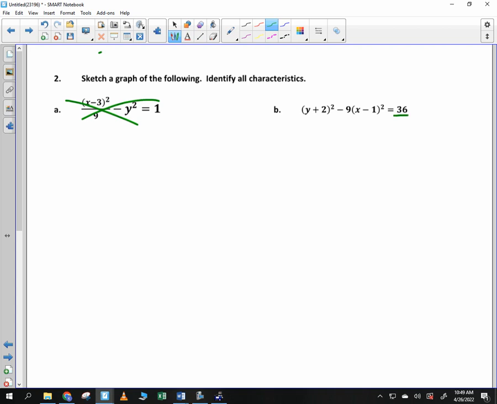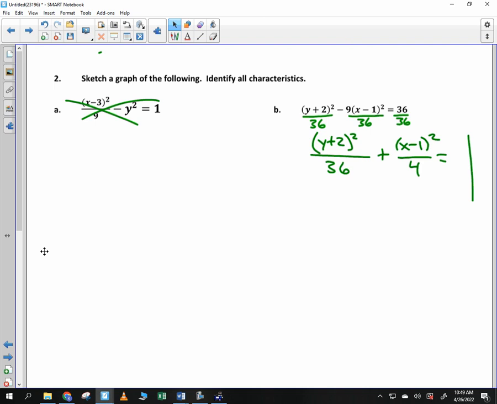Let's divide by 36. That sounds fun. So I have y plus 2 quantity squared over 36 plus x minus 1 squared over what? 4 is equal to 1. So I'm going to make my graph over here. We're going to use this space because I'm sure you guys are going to be able to do this.